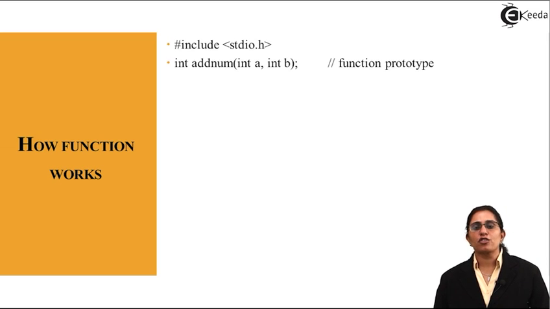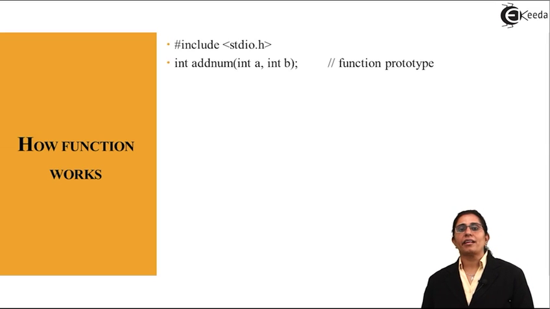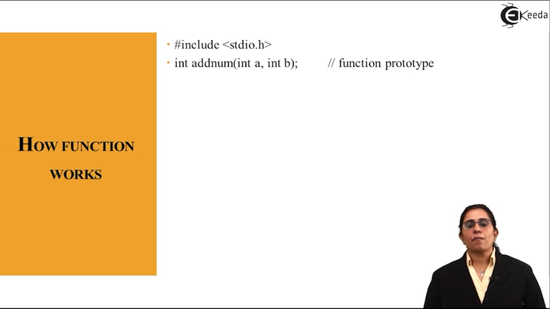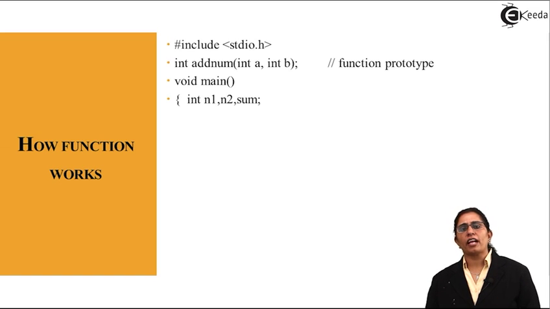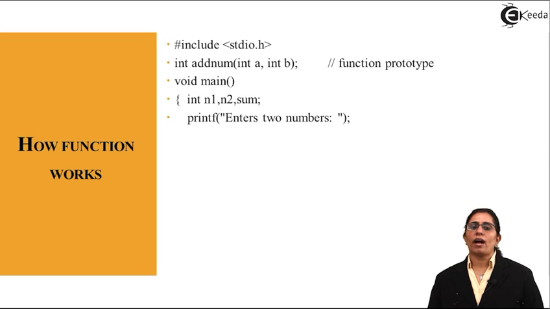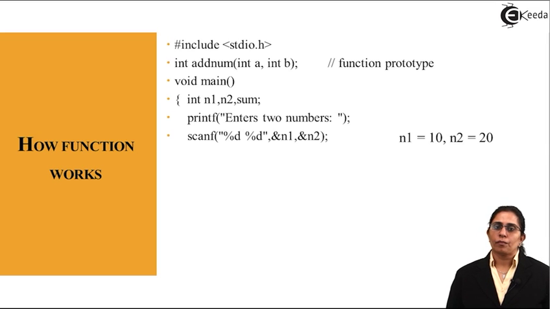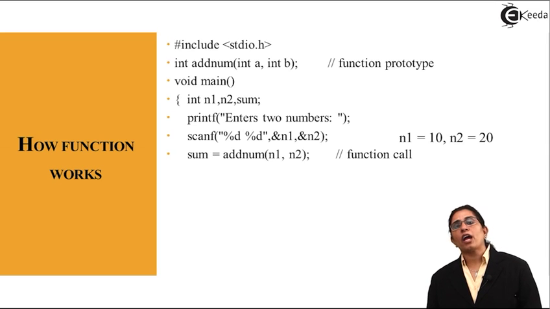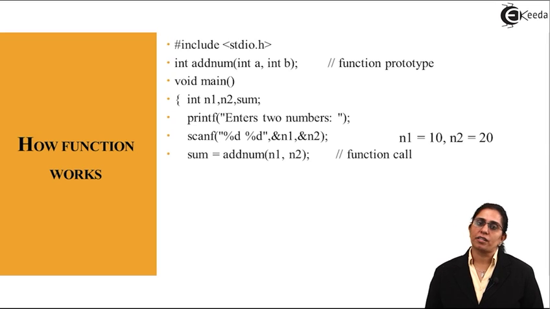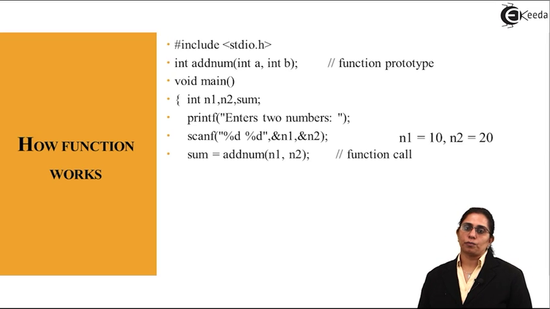So we give a function prototype. Here we are adding two numbers, so we've written int add num, with the two variables int a and int b. The next step is void main. It's a normal declaration: integer n1, n2 and sum. I enter the two values, n1 gets a value of 10 and n2 gets a value of 20. This is a regular program. Now comes the next step, where I call my function. We have written sum is equal to add num n1 n2.